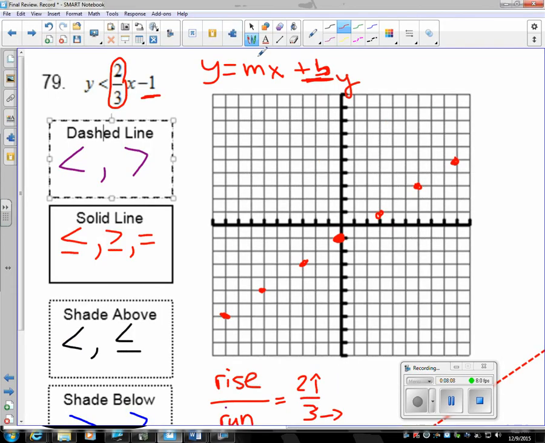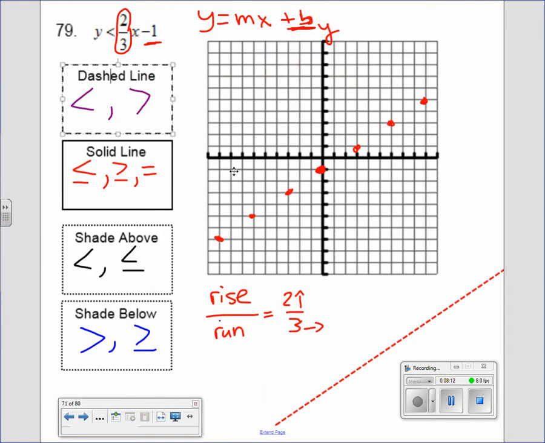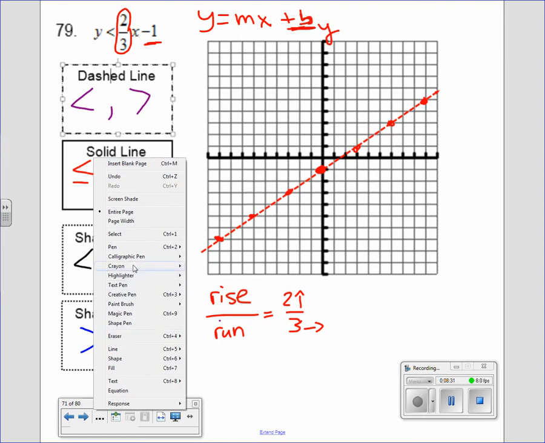Now what we need to do is figure out, is it going to be solid or dashed? And are we going to shade above or below? Now I see that I have a less than sign in my inequality. So if I look at my notes, less than is going to be a dashed line. So draw a dashed line through your points. Now we need to know if we're going to shade above or if we're going to shade below.